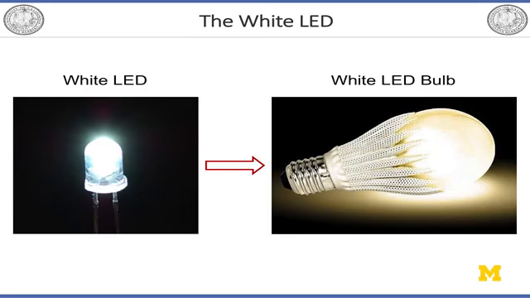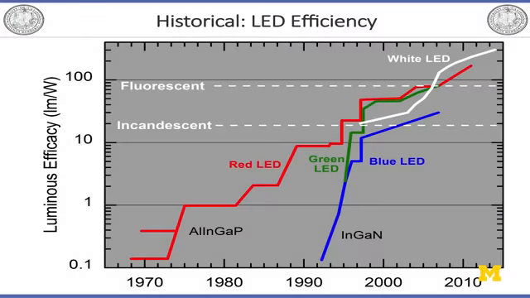Anyway, these white LEDs made with blue LEDs are used for all kinds of applications, and especially for general lighting. This also shows the efficiency of conventional red, blue, and green LEDs as a function of the years developed. So basically, in the '60s and '70s, the first red LED was invented, probably by Professor Nick Holonyak.